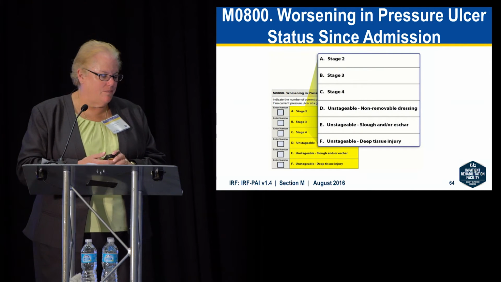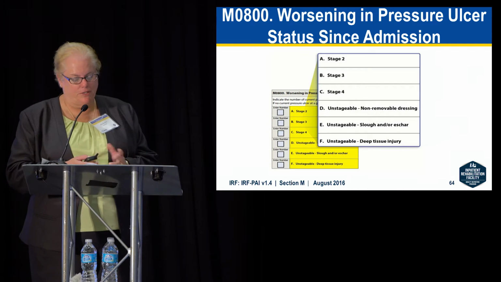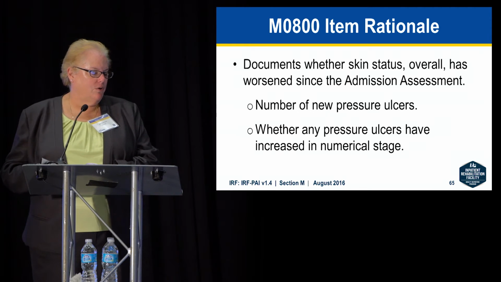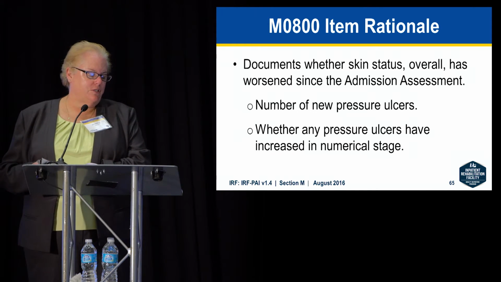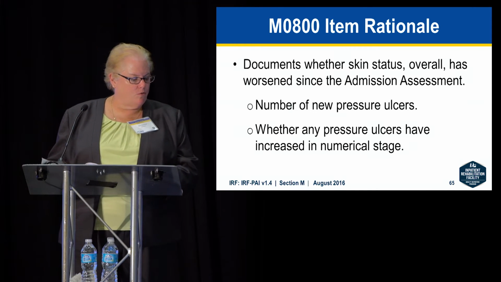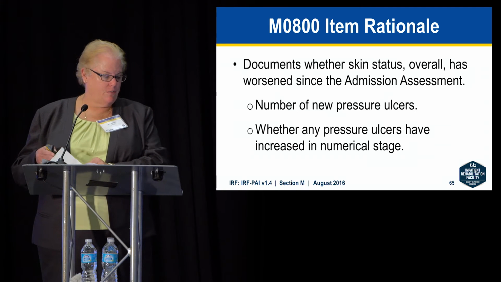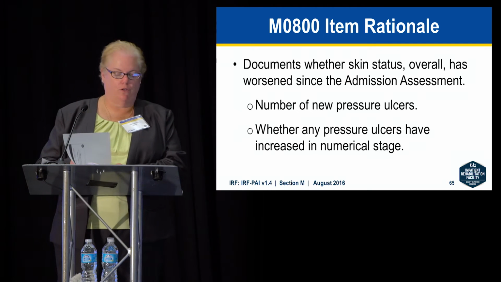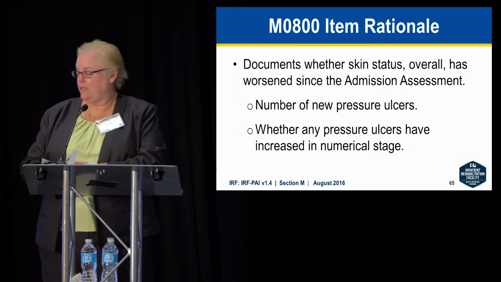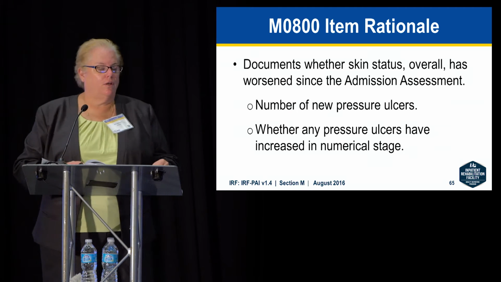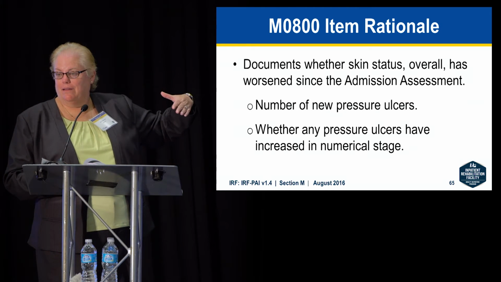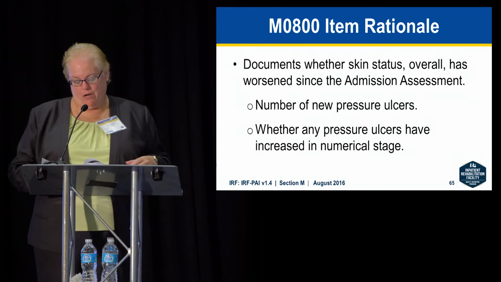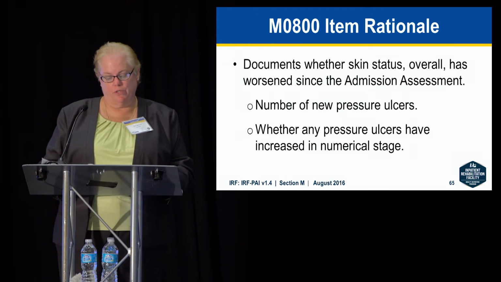And so we are looking at stage 2, 3, 4, and then all the unstageables. And the rationale is to document whether the skin assessment overall has worsened since the admission assessment, the number of new pressure ulcers, and whether any pressure ulcers have increased in numerical stages. And the number of new pressure ulcers is what's not in the title of this particular section, but that is part of the intent and the rationale. So it's new and or worsening.